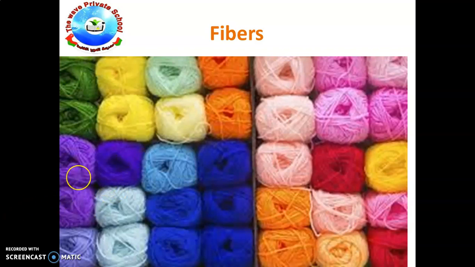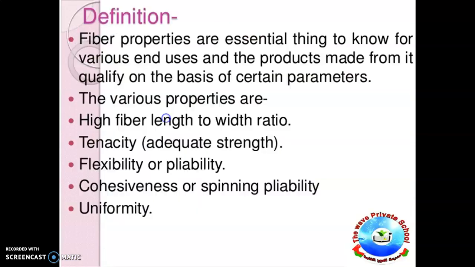Okay, so by these properties we are making different types of clothes that we are using in our daily life by using these fibers. Here you have the definition. Fiber properties are essential to know for various end uses, and the products made from it qualify on the basis of certain parameters. These are the properties the fibers are having.